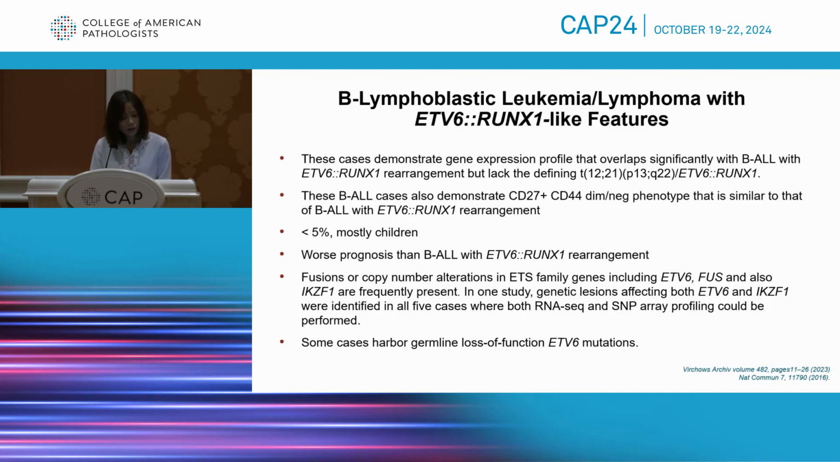There was one study that showed genetic alterations affecting both ETV6 and IKZF1 were identified in 5 out of 5 cases that had material for RNA sequencing and SNP array. So that's something you can potentially see when you don't have a gene expression profile but are doing other genetic categorization. Some cases in this group may potentially even have germline ETV6 alteration.